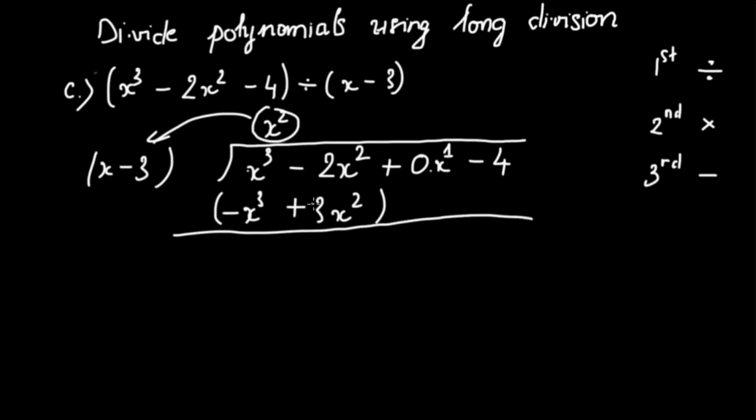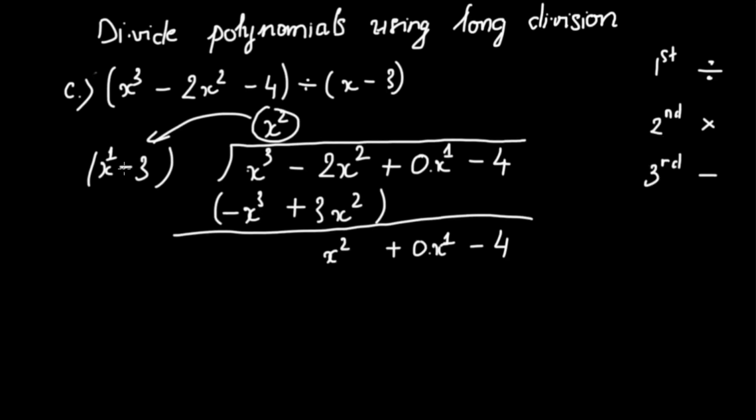Next, you add these expressions together. x to the third minus x to the third, you get 0. Minus 2x squared plus 3x squared, you get 1x squared. 0x to the first, you put it here, 0 times x to the first. And minus 4, you put it down. Now we see this is x squared and this is x to the first, so we still can repeat the step.